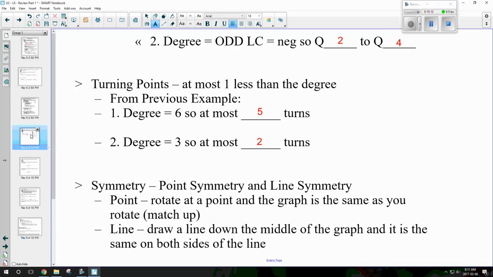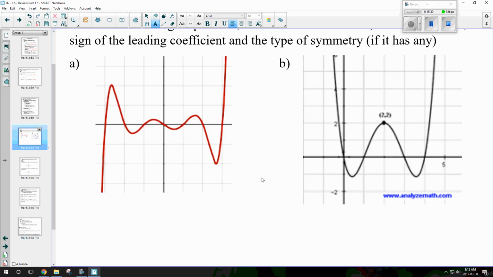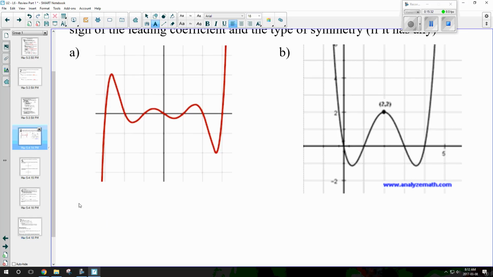Let's take a look at some examples of graphs. For these graphs here, we're asked to determine the least possible degree and whether it's even or odd, the end behavior, the sign of leading coefficient, and the type of symmetry if it has any. So let's take a look at graph A here.